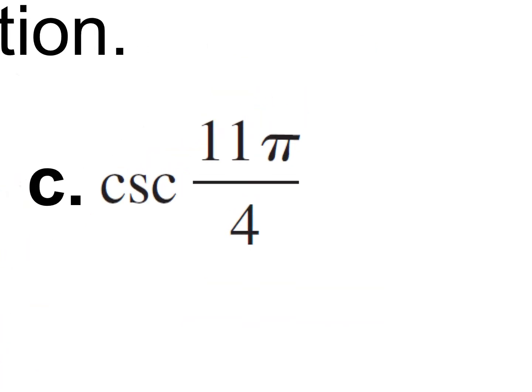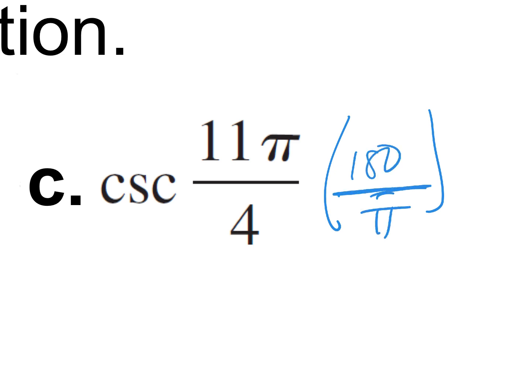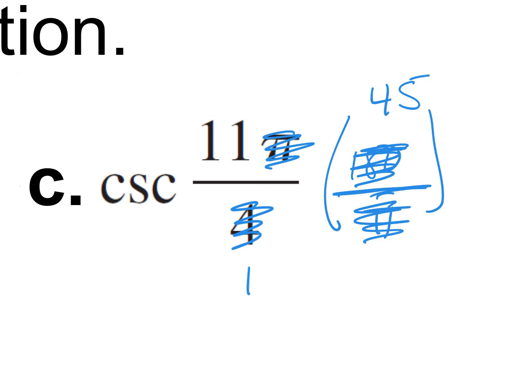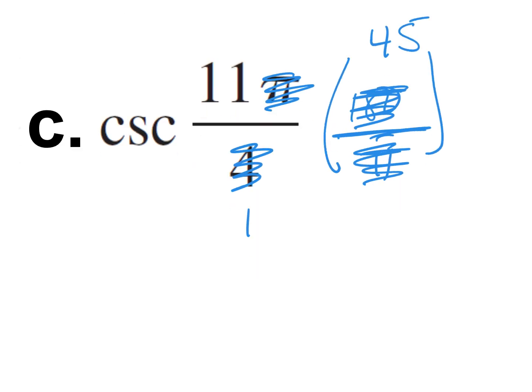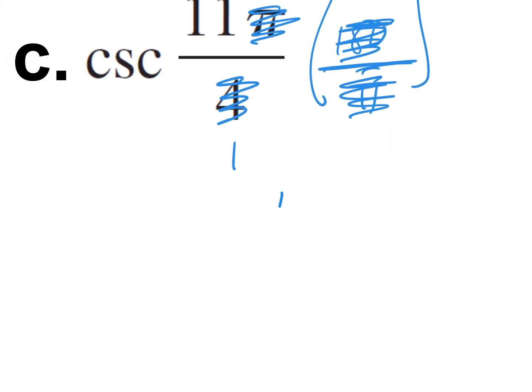11 pi over 4. I don't know where that is. How do I figure that out? Okay, let's convert it. So I have pi down here, 180 up here, right? Pi's cancel. What happens with 4 and 180? 4 goes into 4 once. 4 goes into 180 how many times? 45. Okay, what's 45 times 11? 495, you guys agree? Yeah.